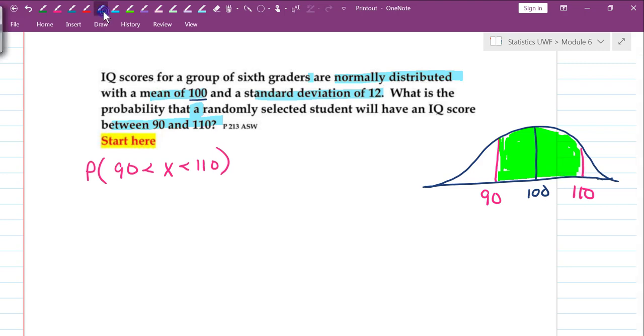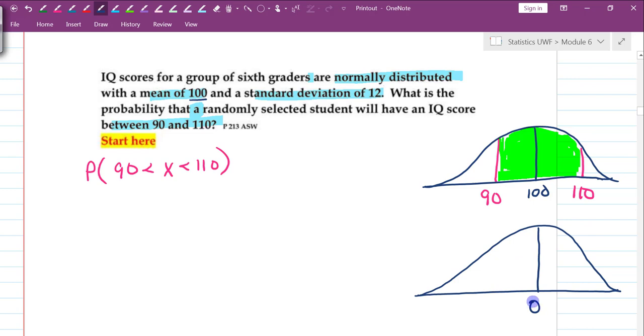In order to solve this, we need to standardize the 90 and the 110. We need to standardize both of those values. And in order to do that, we're going to draw another picture. That looks really sad. Let me do a better picture here. And we're going to put our mean in the center. Remember, when we standardize, our mean is 0. And then I'm going to label my negative z and my positive z. But I don't know what those values are because I have to do math on these numbers to solve.